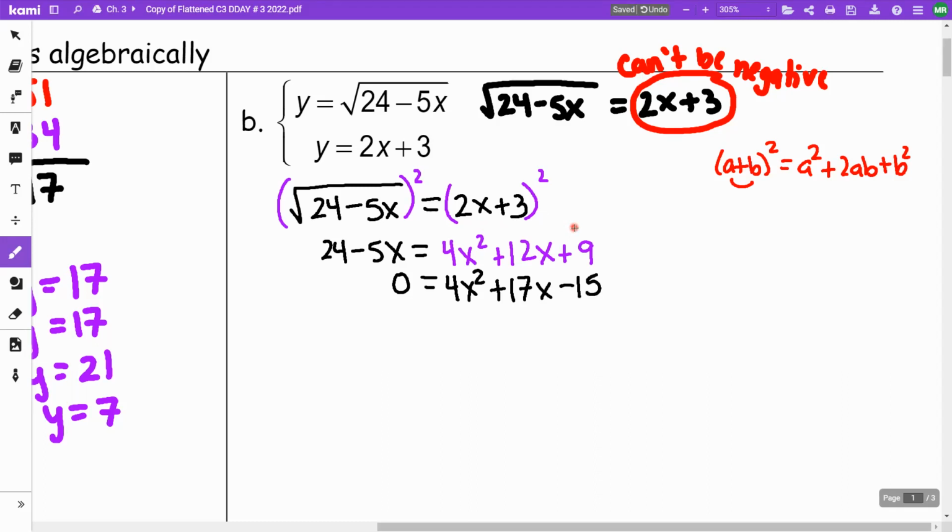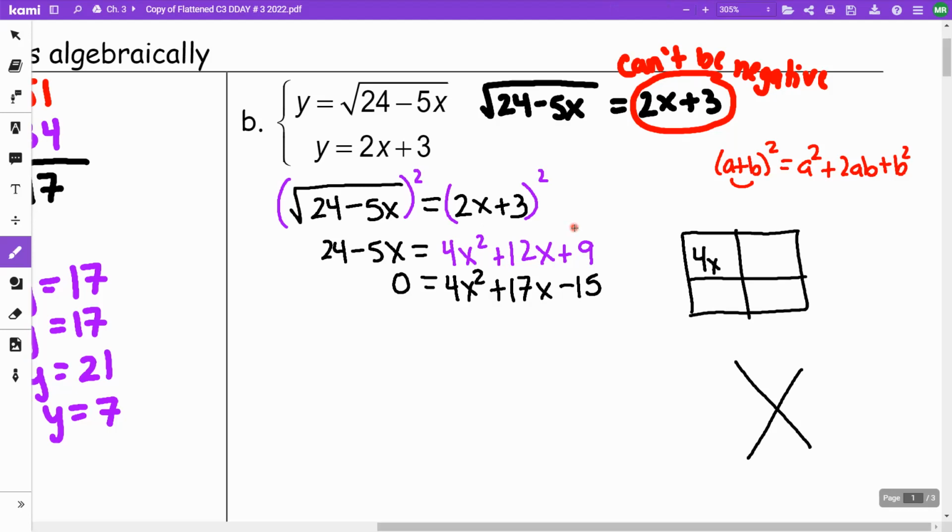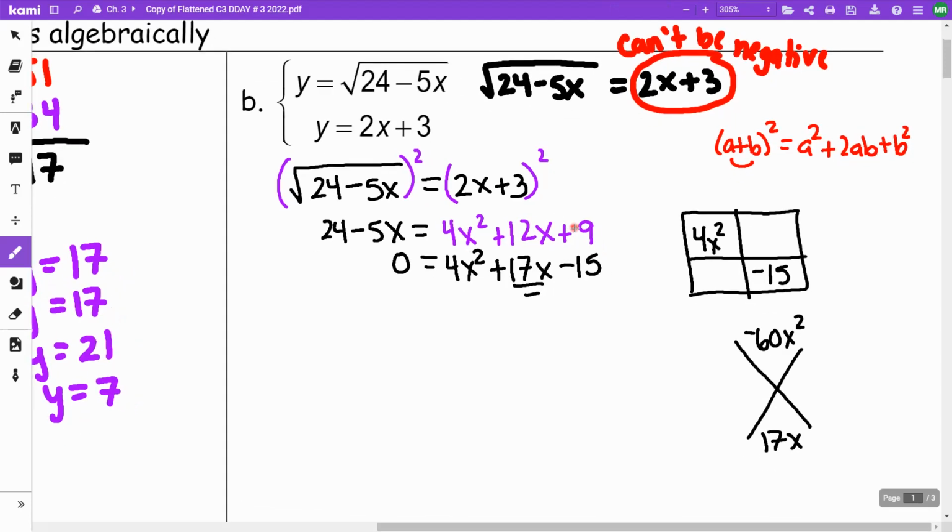So now I'm going to factor this. So I am going to do a box to diamond. So I have 4x squared and a negative 15, which is a negative 60x squared, has to add to this 17x. And I need to figure out what multiplies to a negative 60 and adds to 17. And I'm thinking 20x and a negative 3x. So a 20x and a negative 3x.